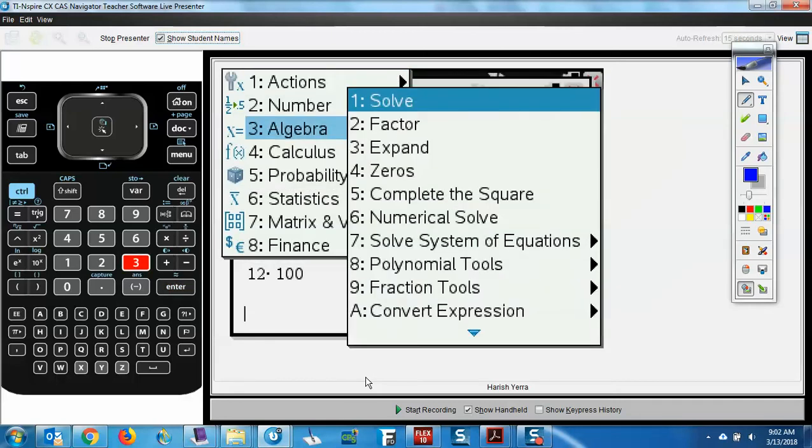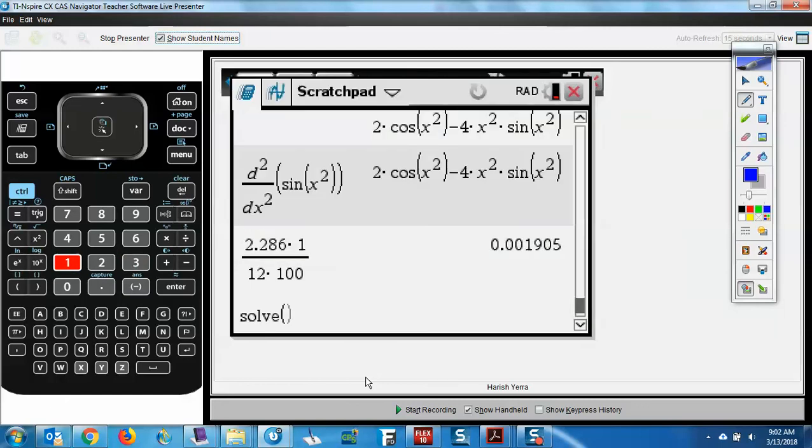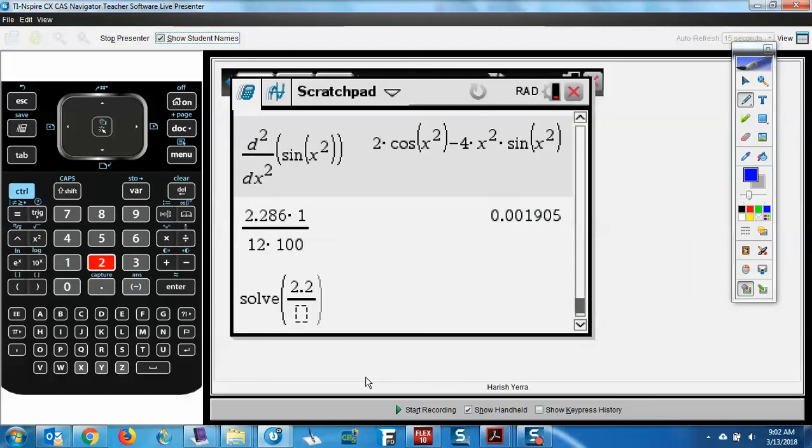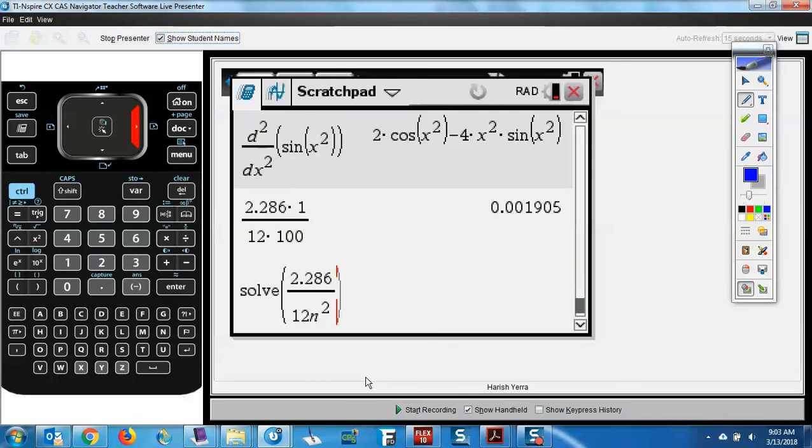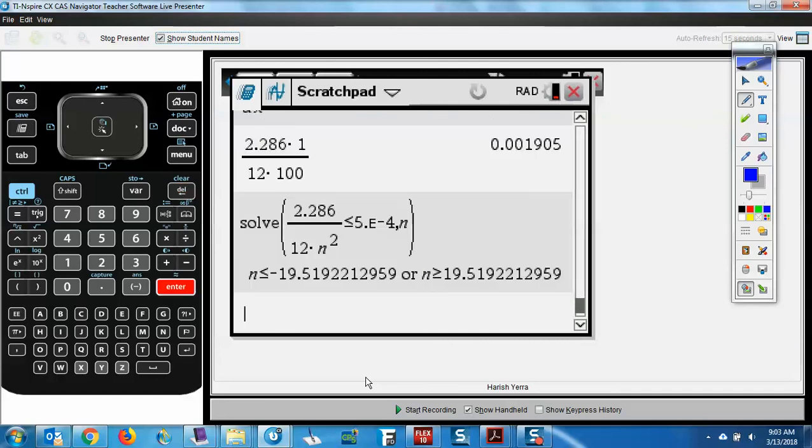Solve, so we're going to go to solve. Okay, and so then we put our fraction. So 2.286 times 1, right, over 12n squared less than or equal to 0.0005, and then comma, solving for n, hit enter.